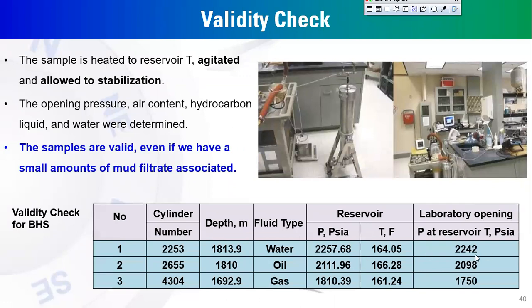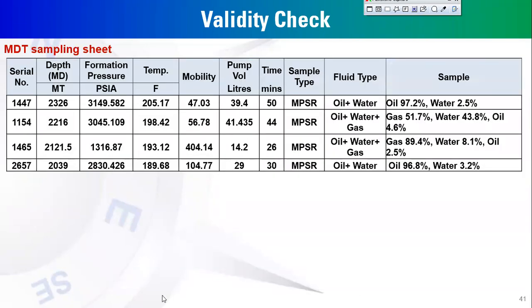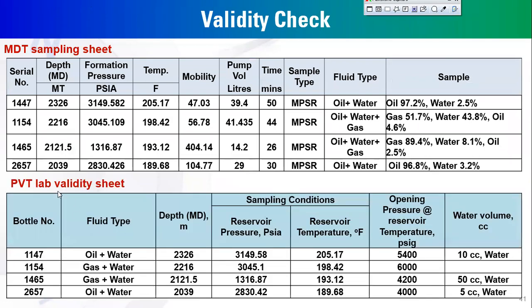In other cases, the opening pressure may be higher than the reservoir pressure to ensure the sample is in a single phase condition. So this is the MDT sampling sheet, as you can see, for a specific well, and this is the PVT lab validity sheet for the same well, same samples. This is the serial number, bottle number, and depth. Let's say this sample we have from the MDT sampling sheet, the first one.